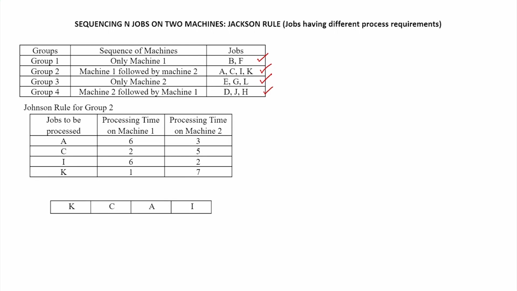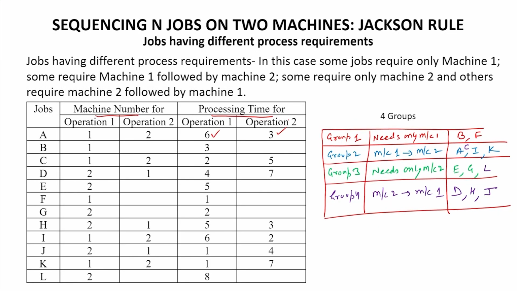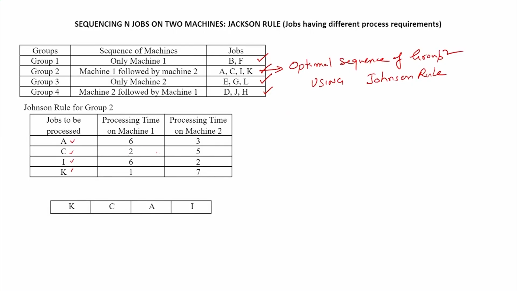Now, the next step in Jackson's rule is to find the optimal sequence of group 2 using Johnson's rule. So, we will list the 4 jobs, that is A, C, I and K, and write down their processing times from the previous slide. A has the processing time of 6 and 3, so we have copied it there. Similarly, C has 2 and 5, I has 6 and 2, and K has 1 and 7.